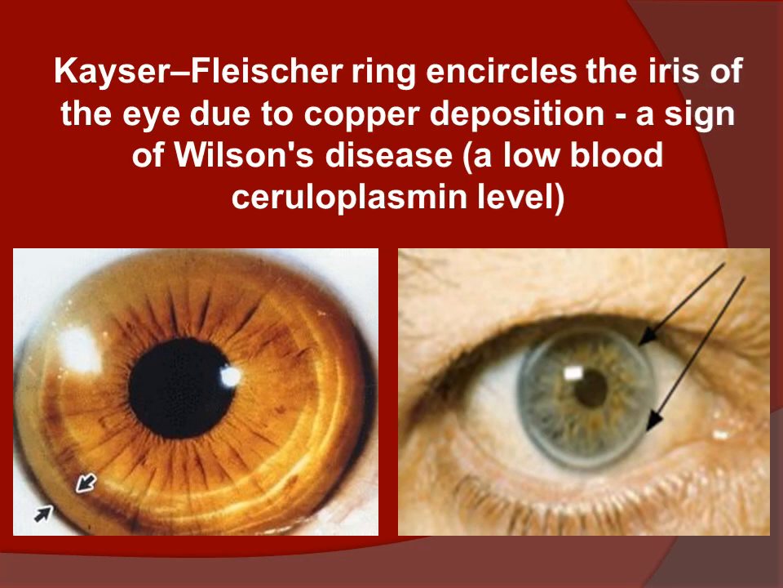This slide demonstrates two different signs. The first is the Kayser-Fleischer ring. This encircles the iris of the eye due to copper deposition. It is the sign of Wilson disease, with a low blood ceruloplasmin level. And the second one is the senile ring found in patients with hypercholesterolemia.